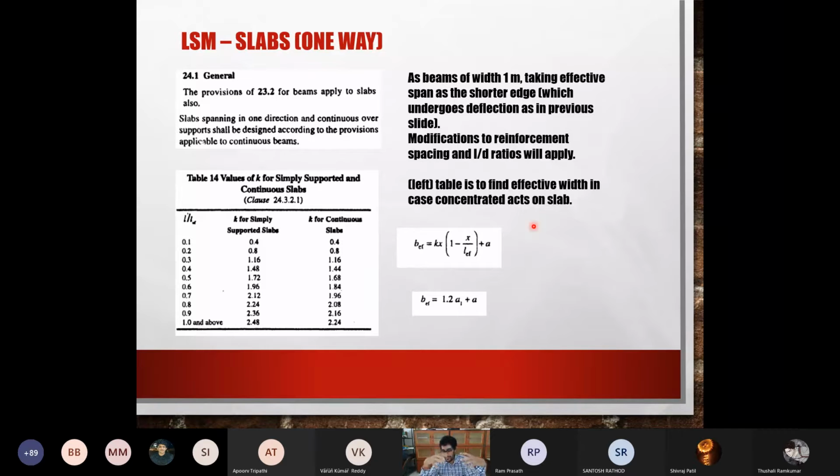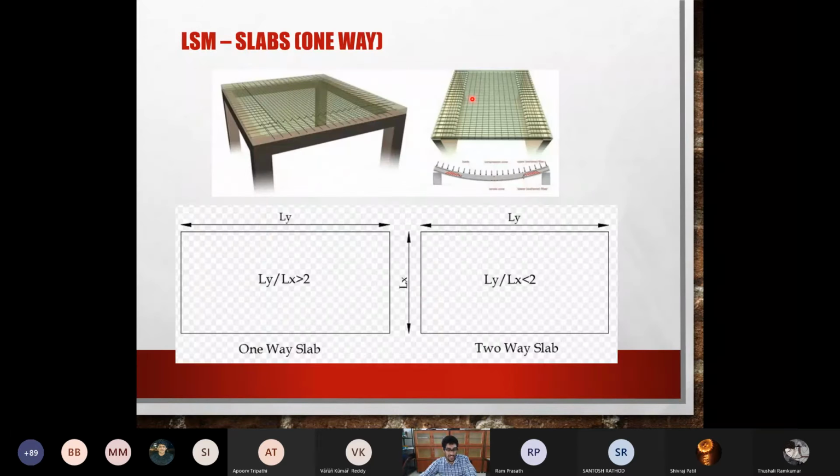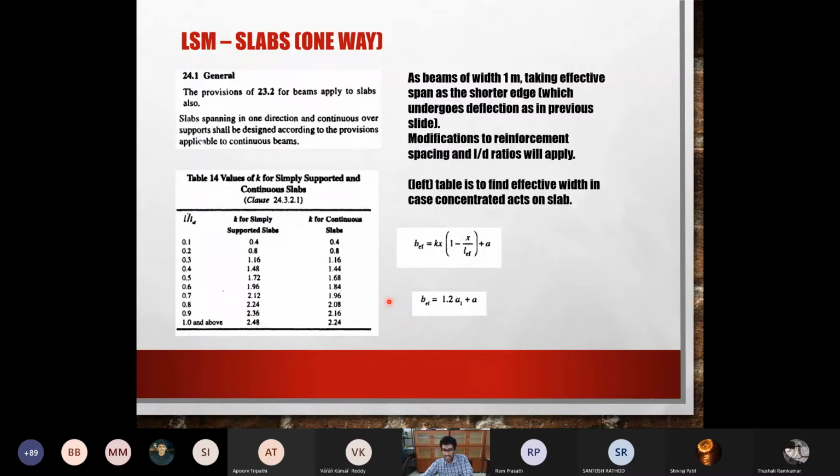Usually when you are given dead load or live load in kilonewton per meter square, no issue. You will just find the load and you can design it. Sometimes in a slab you may be given a concentrated load, somewhere acting in the middle or something like this. It is not uncommon, but even for the uncommon case, the code has to tell you what to do. So in that case, you will have to use this table to calculate the effective width of the slab. You will not be using 1 meter in that case.